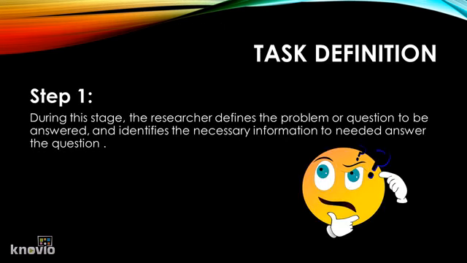The first step in the Big Six model is task definition. In this step, this is where you define your problem and identify the information needed. You may ask yourself questions like, what does my teacher expect me to do? Do I understand what I am supposed to do? And what do I need to know about the topic?